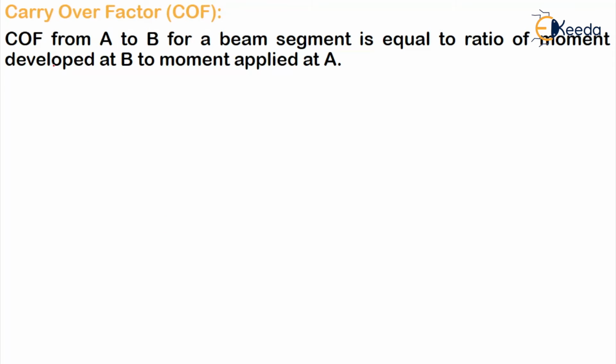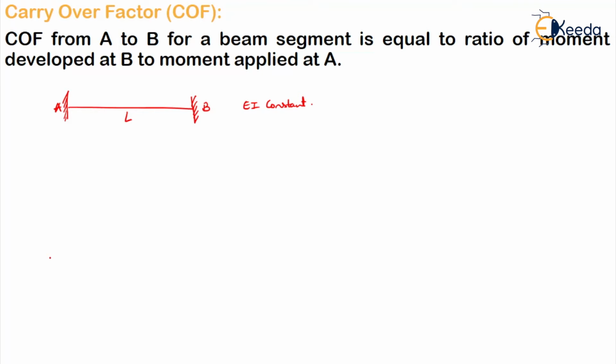So next is your carryover factor. Now carryover factor from A to B of a beam segment is equal to the ratio of moment developed at B to moment applied at A. What is the meaning of that? Same example we'll take, a fixed beam AB and the length is L. Your EI is constant. Now I want the carryover factor from A to B.